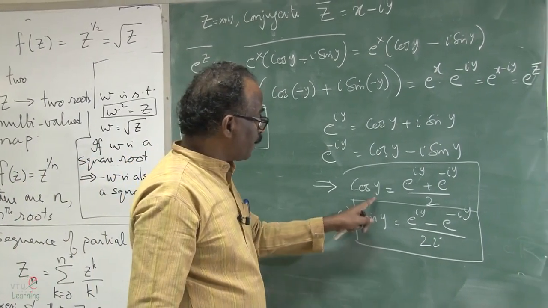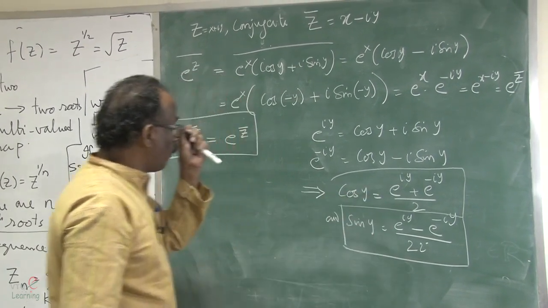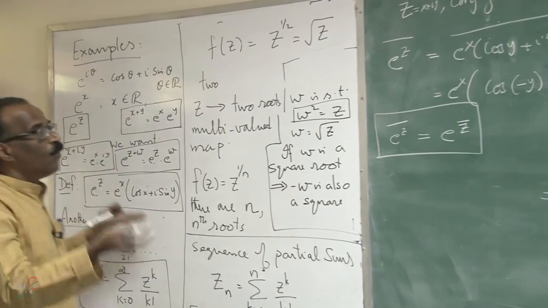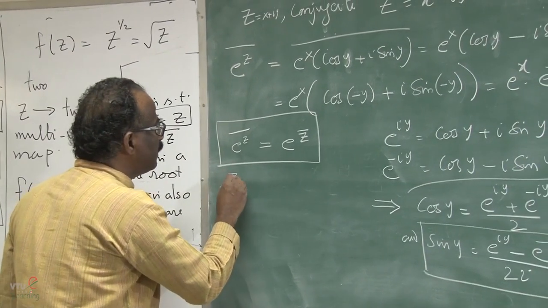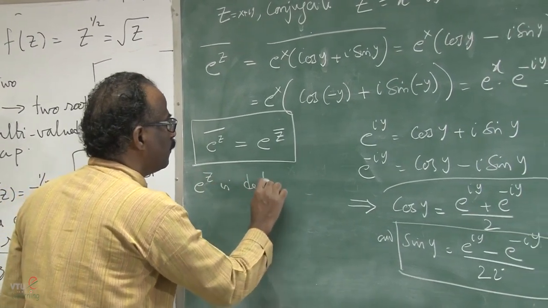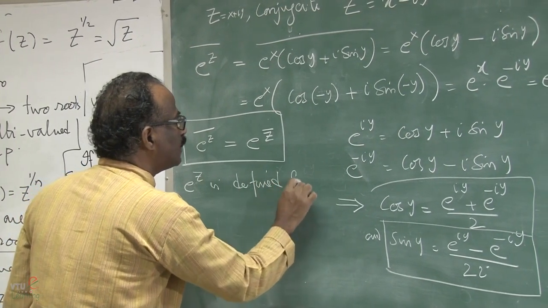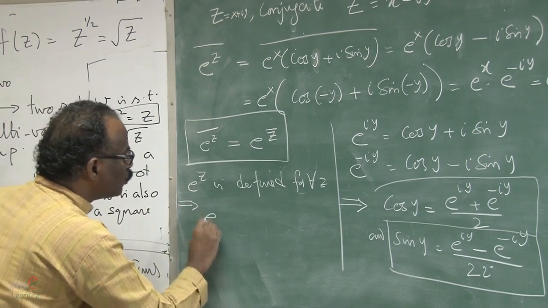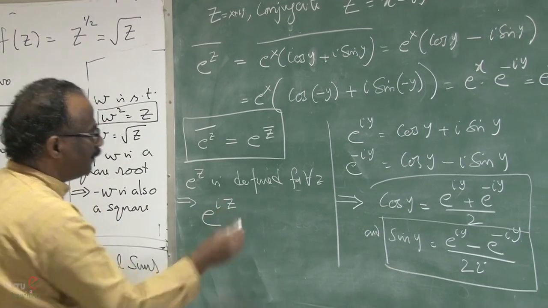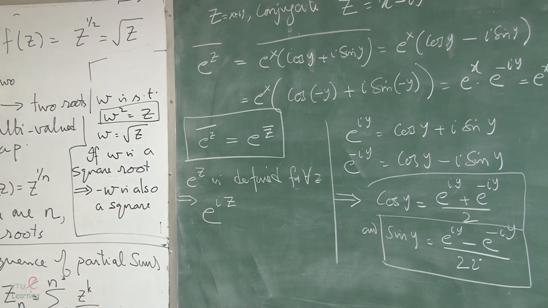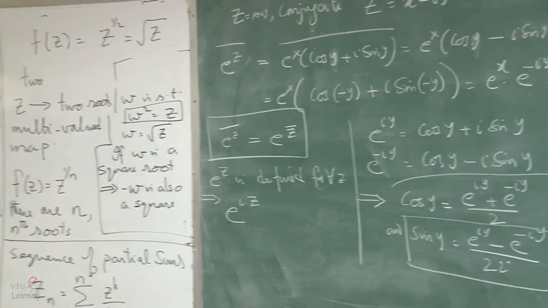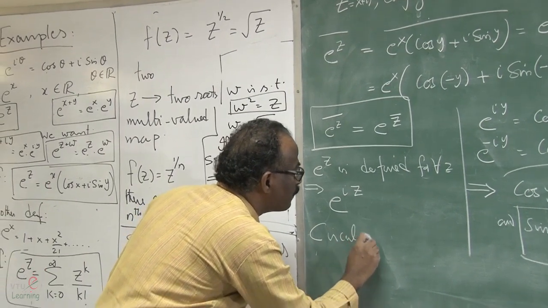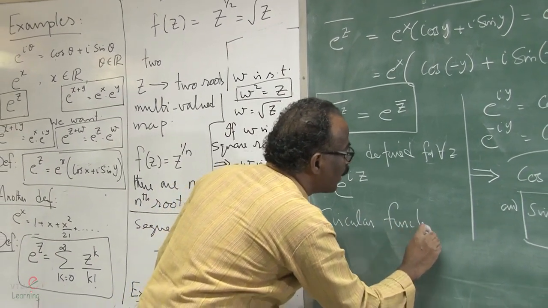So with this formula, e power z is defined for all z. That implies you can also define e power iz. What is e power iz? By this expansion, that's the definition. So with this, you can define what are called circular functions.